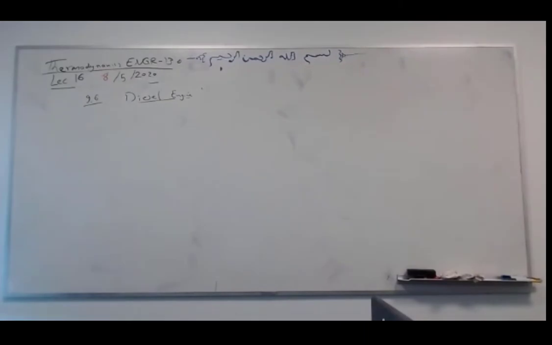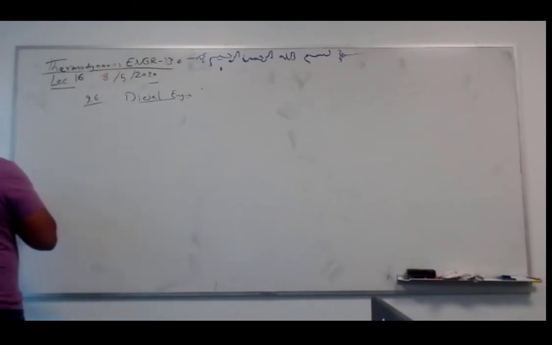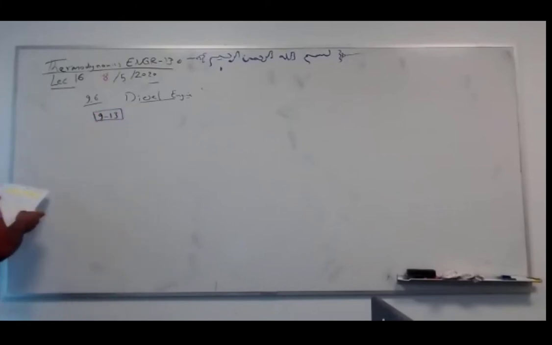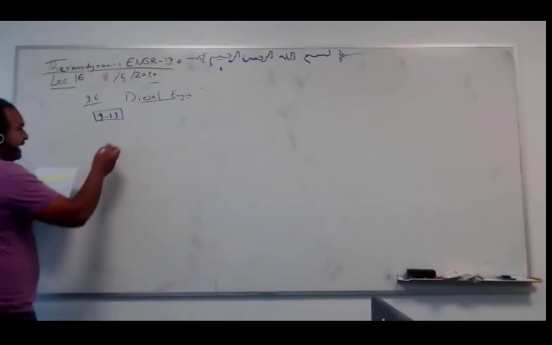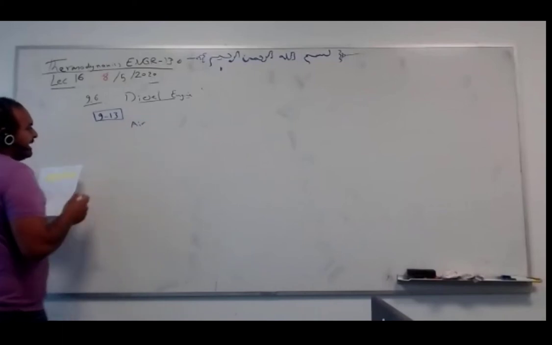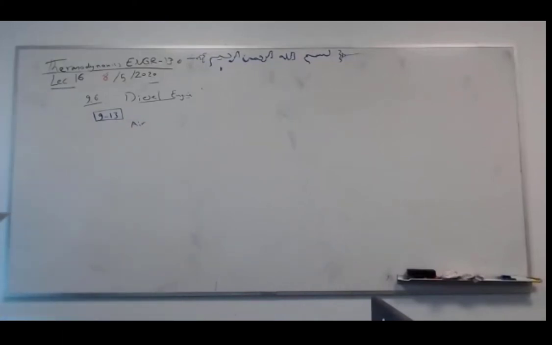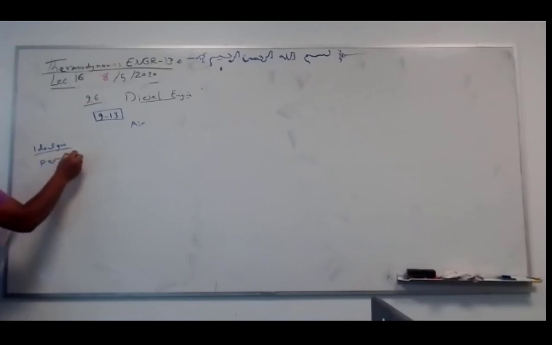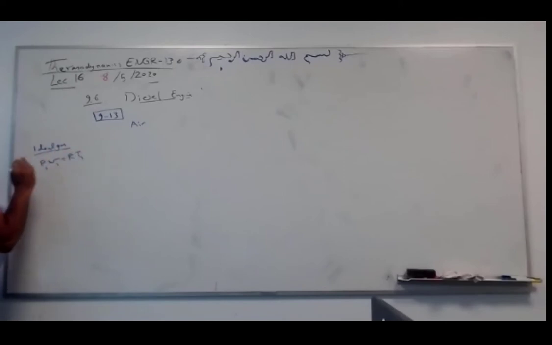So the example is problem number 9-13. We are still in section 9-6, 9-13 in the book. It's an air standard cycle with air, sometimes a different gas. All of these problems are ideal gases. Ideal gas means, remember guys, at any state PV equals RT. That's correct always at any state, 1, 2, 3. Only a single state.